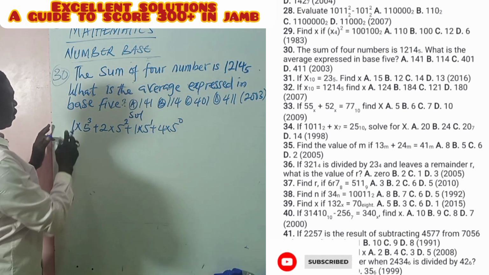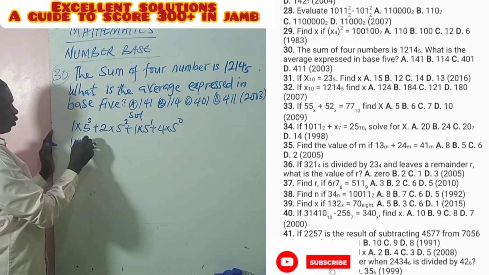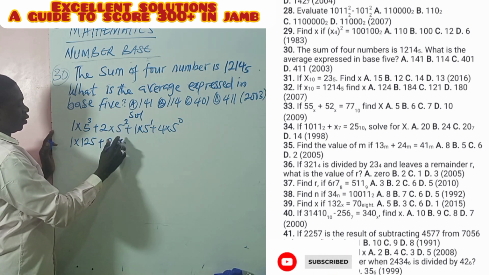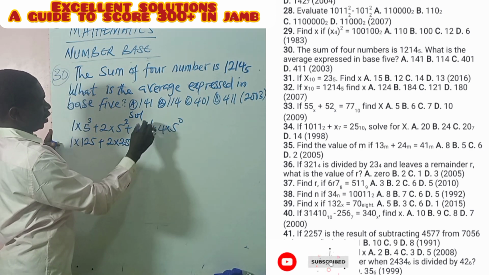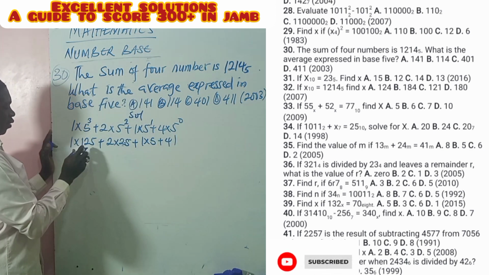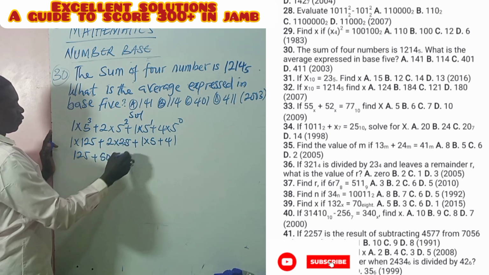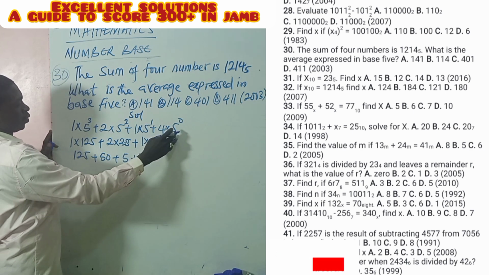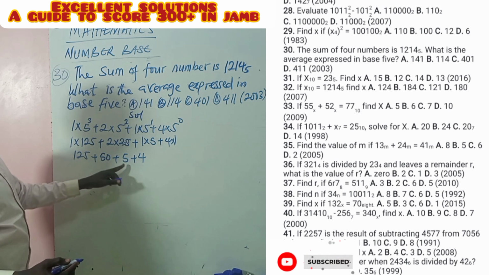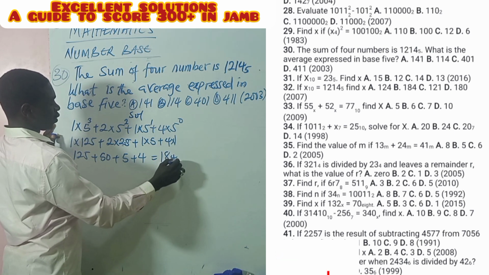We give this powers 0, 1, 2, 3. So this is the same as having 1 times 5 raised to the power of 3 is 125, plus 2 times 5 squared is 25, plus 1 times 5, plus 4 times 5 power 0 is 1. So this is the same as 125 plus 2 times 25, we have 50, plus 5 plus 4. So we have 125 plus 50, we have 175, plus 5, we have 180, plus 4, this is the same as 184 base 10.